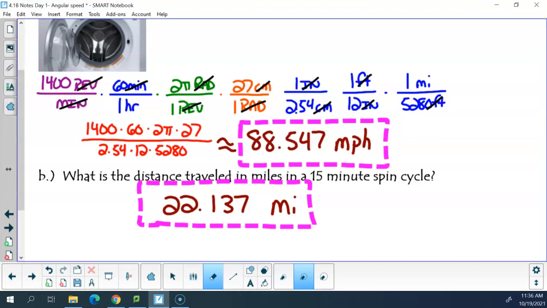Goal number 1, or objective number 1 of the day, done. Objective 2 now, formative. So you will need out a writing utensil and a calculator.